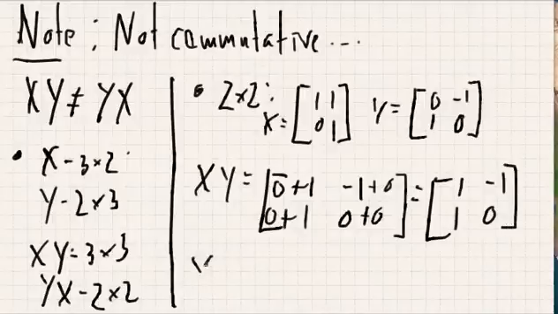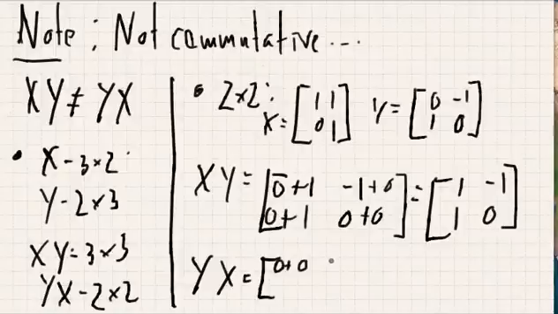Okay, what if I take Y times X? What do I get here? Well, now I'm using the rows of Y and the columns of X. So the first row of Y is 0, negative 1, and the first column of X is 1, 0. So 0 times 1 gives me 0. Negative 1 times 0 gives me 0. My first row of Y times my second column of X gives me 0 times 1 is 0, minus 1 times 1 is minus 1.